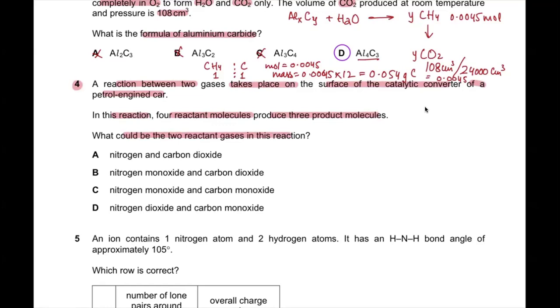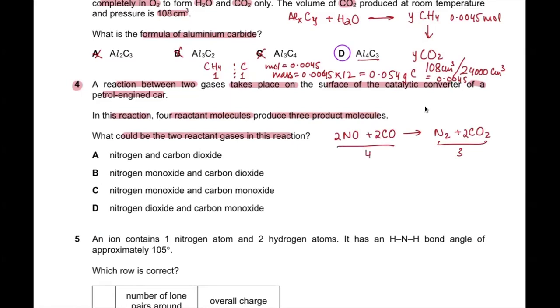So if you recall the reaction of nitrogen monoxide reacting with carbon monoxide, what will we get? Nitrogen and carbon dioxide. To balance this, we need to put 2 over here, and 2 over here, and 2 over here. So here we are getting 3 moles and here we are getting 4 moles. So 4 moles of reactant and 3 moles of product. So it means nitrogen monoxide and carbon monoxide. So C is the answer. Then A, B, and D are wrong. So C is the correct answer.